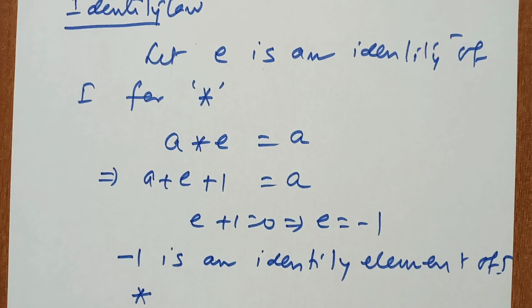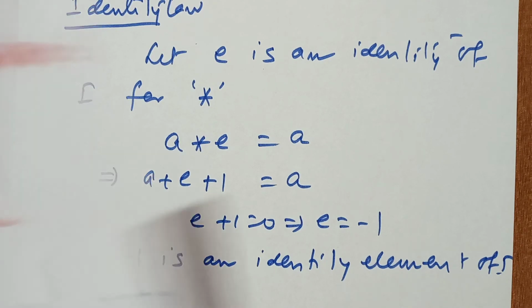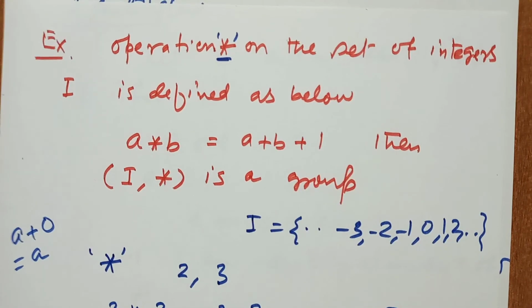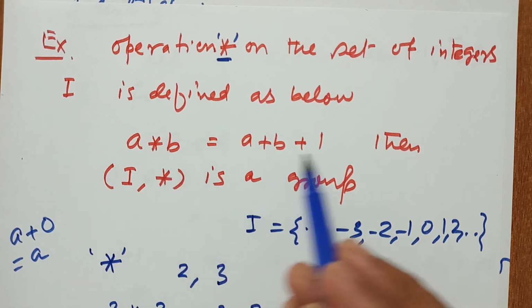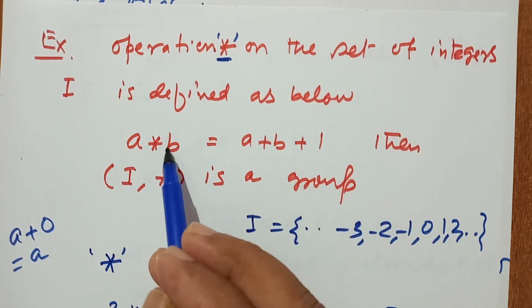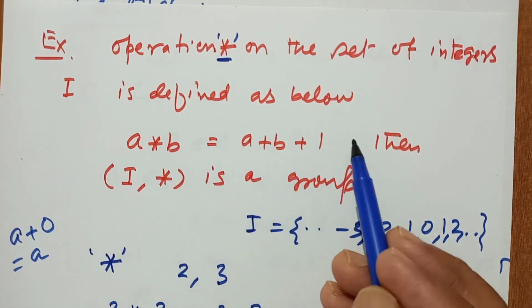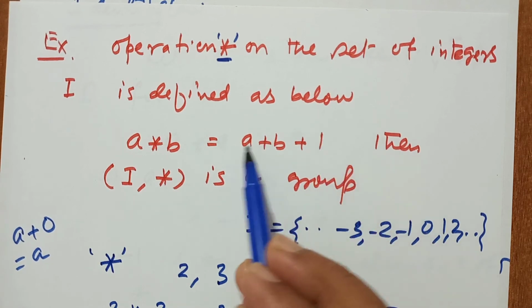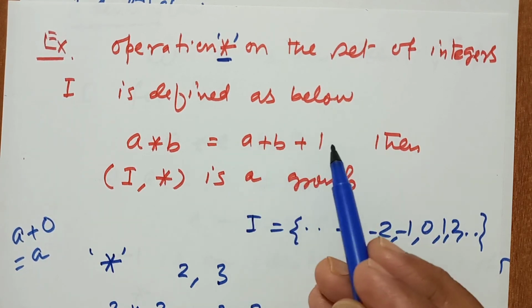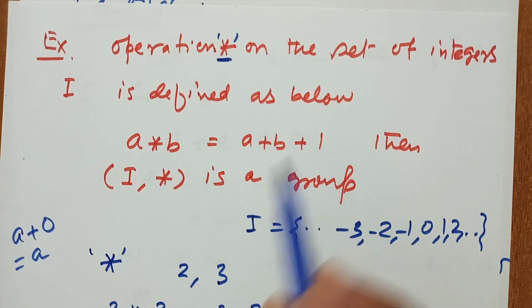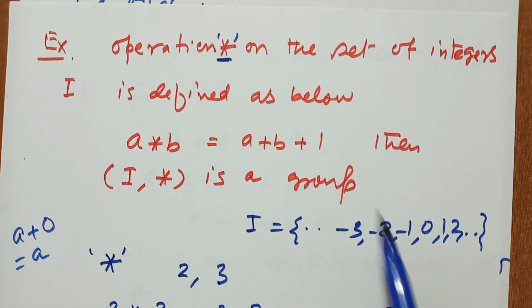You can also prove there are so many questions of this type only by changing this definition. Meaning A star B is equal to A plus B plus AB, or A plus B only, or A plus B plus 2, A plus B plus 3. So you can prove so many questions.